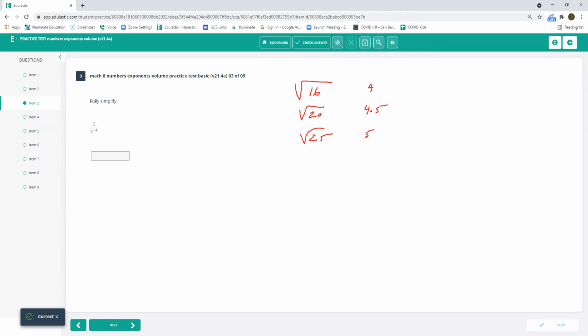Fully simplify this. See that little negative that's right there? That's a ticket to ride the math elevator. That means the 4 is going to go up to the top. Boom. Well, what is 4 to the third? That's 4 times 4 times 4, which is 64. On this one, I could have used the calculator, but I didn't need to.